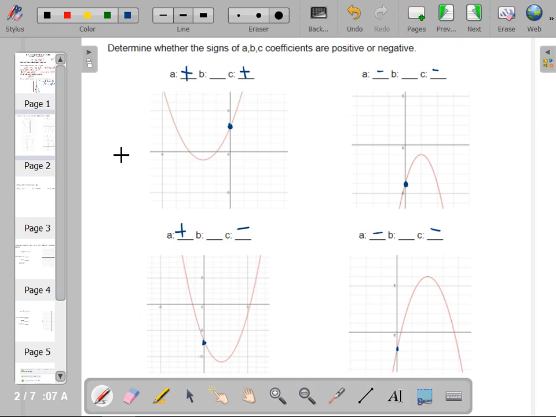Again, if a and b are the same, it goes to the left. If a and b are the same, it goes left.